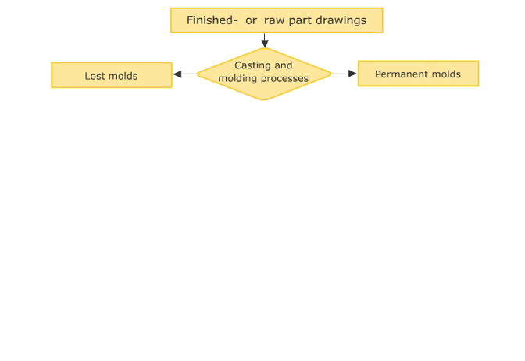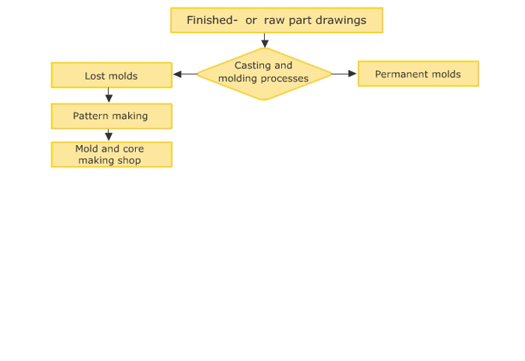As lost molds must be produced for every casting, this task can be significantly simplified by a pattern for mold production. The patterns are produced in the pattern making department. We will explain later how the final casting molds are created from the pattern in the mold and core making shop. Permanent molds are produced in the mold making department.